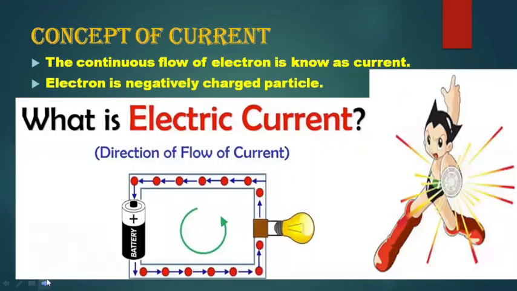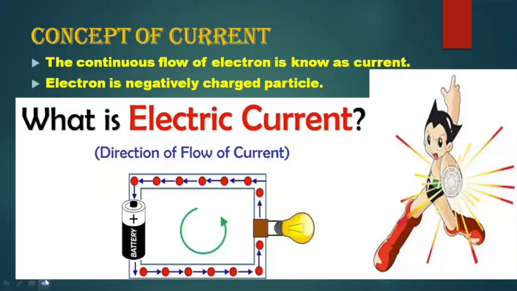Starting with the concept of current. The continuous flow of electrons is known as current. Electrons are negatively charged particles. In the diagram shown below, you can see red dots, which are your electrons. Electrons are basically responsible for the flow of current in any circuit.